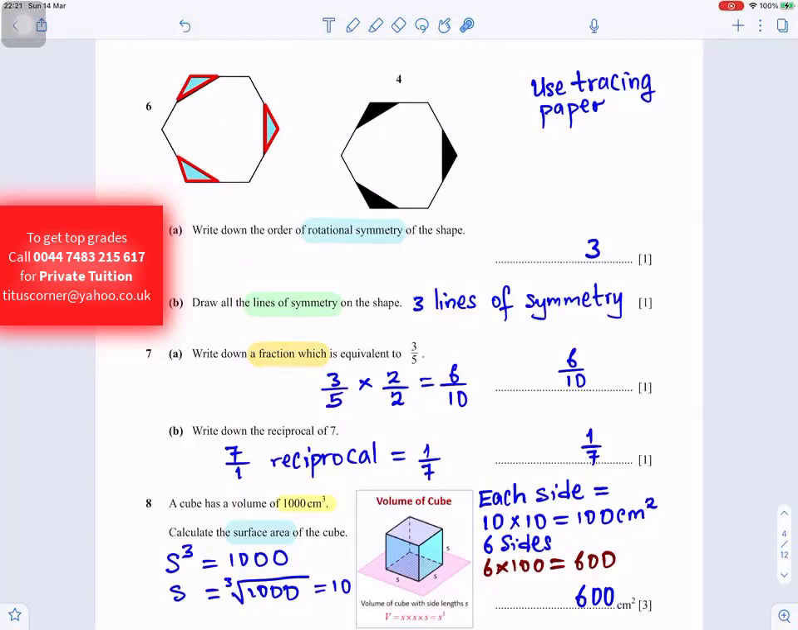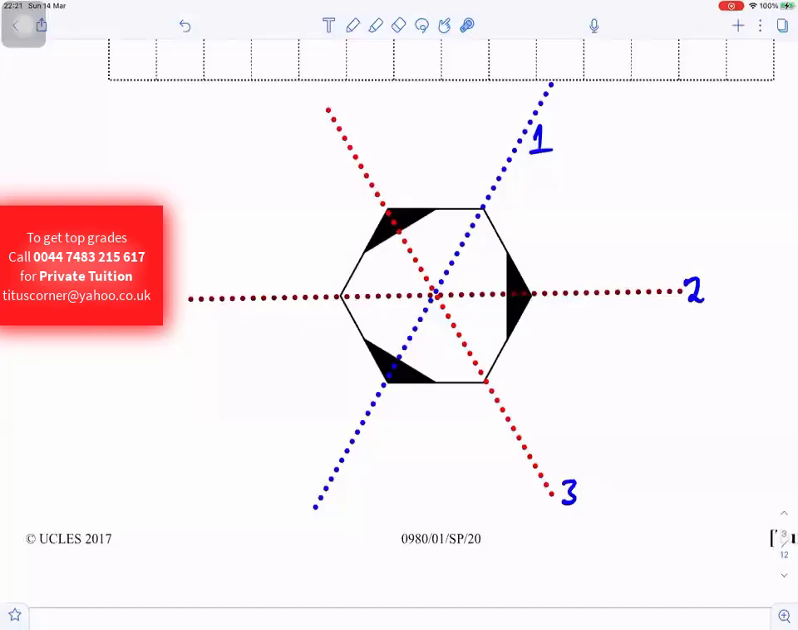Question number 2, draw all the lines of symmetry on the shape. There are 3 lines of symmetry on the shape, and I'll show you now. This is the shape with the 3 lines of symmetry. This is line number 1 going all the way across, line number 2, and line number 3. That means on that line you can fold it into 2 equal halves. So that's what they call a line of symmetry. 3 lines of symmetry.